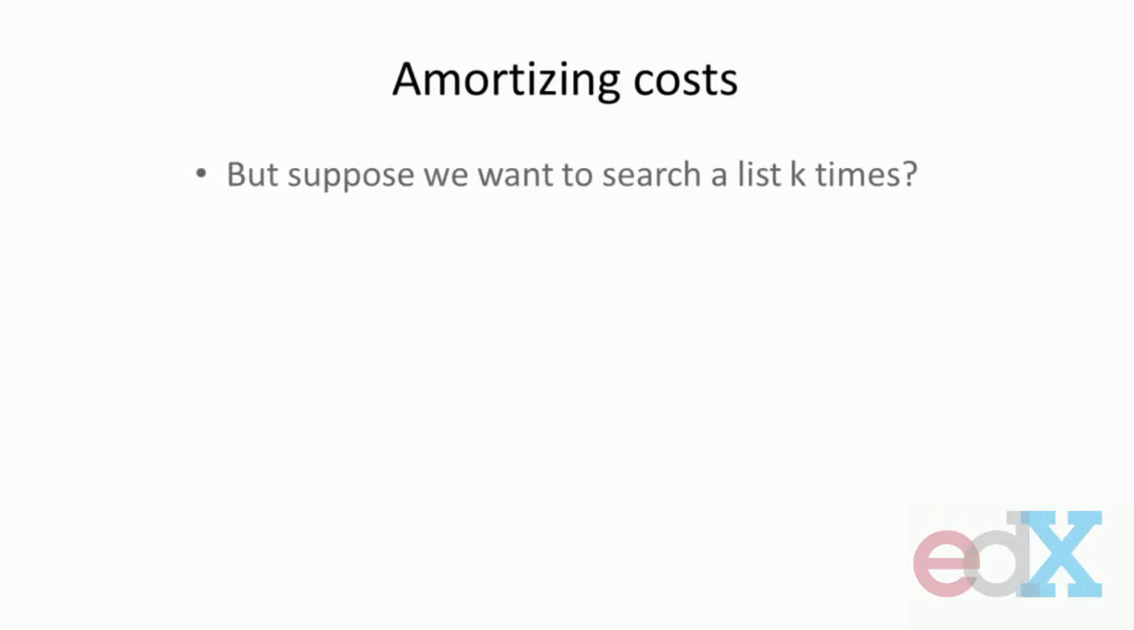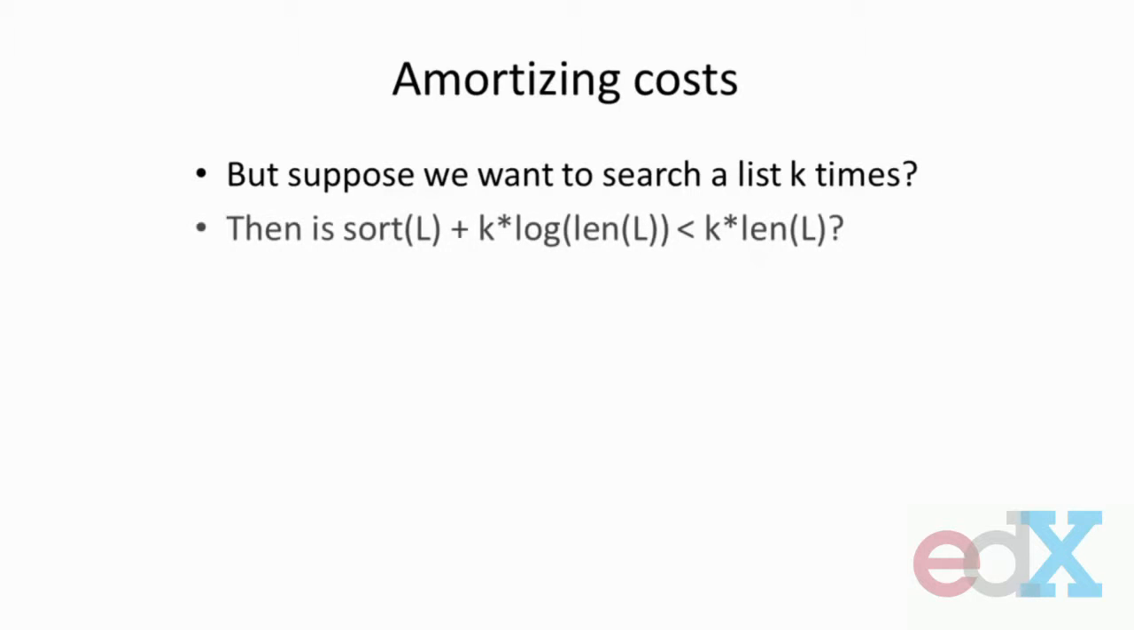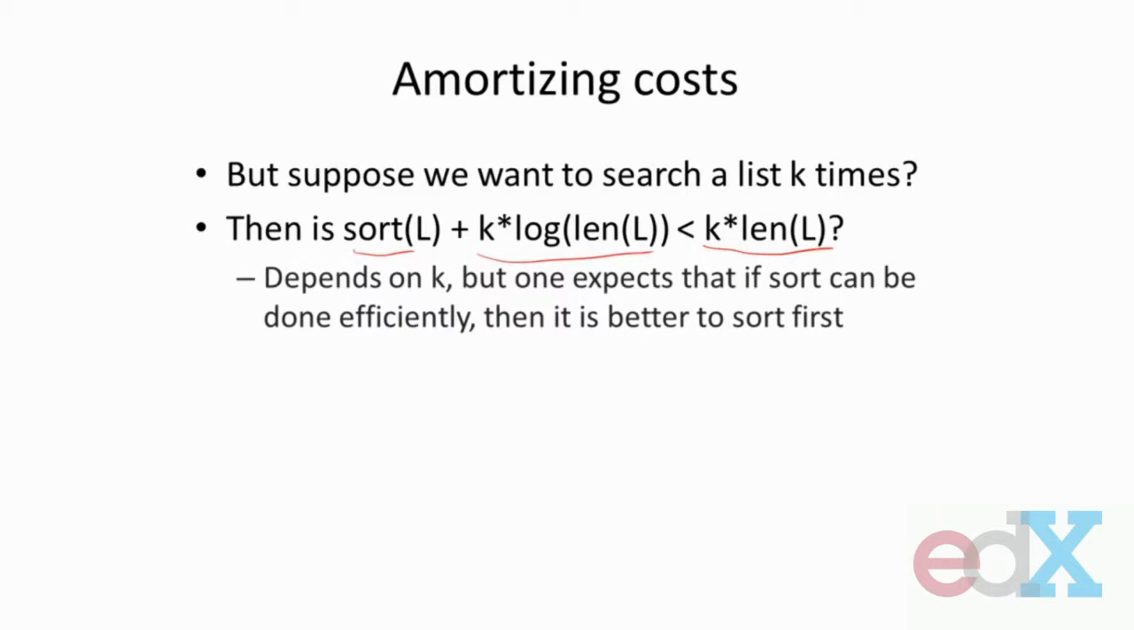But that seems disappointing. And in fact, it is, because we're not completely taking into account everything that we want to do. Suppose we want to search a list more than once. Let's say we search it k times for some value k. Then the question is, is the cost of sorting plus k searches less than the cost of just k linear searches? You can already see it's going to depend on k, and it's going to depend on sort, but one expects that if the sort can be done efficiently, then it is going to be better to sort first and then search.